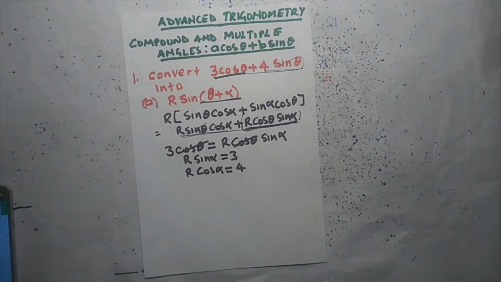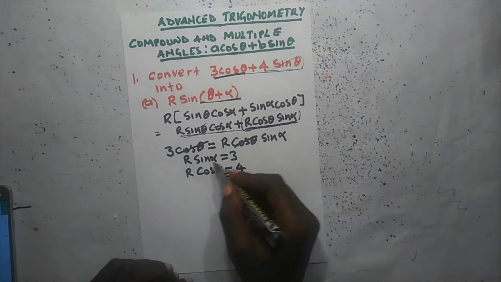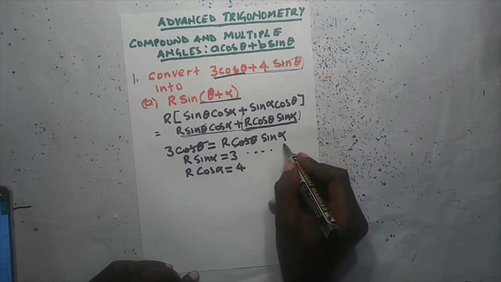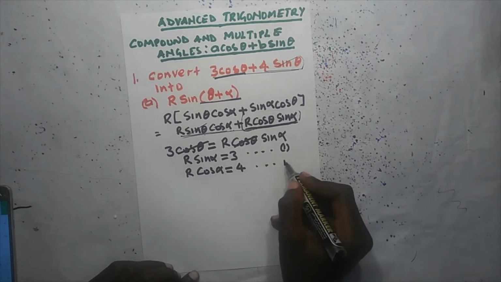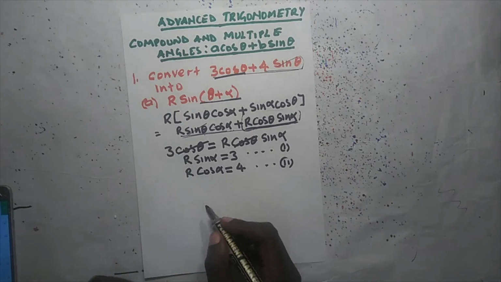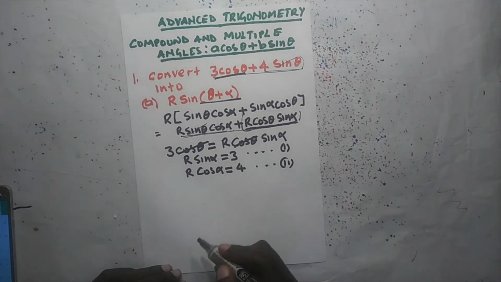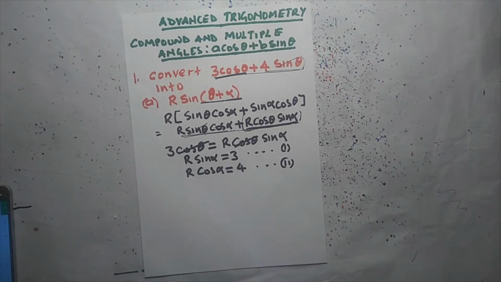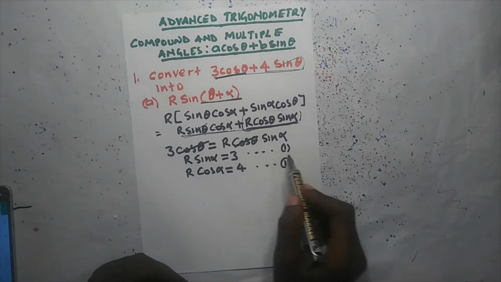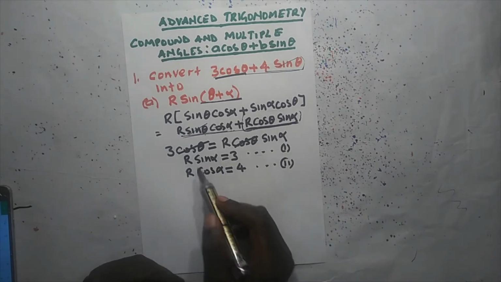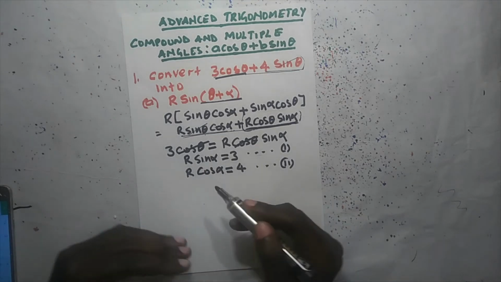Now let me label this one as equation number 1 and this one as equation number 2. With these two equations, we can find the value of alpha and also of r. The first thing we are going to do is use the identity for tan, where we divide sine by cosine. So we'll divide these two equations: equation 1, which has sine, will be on top, and equation 2, which has cosine, will be at the bottom.